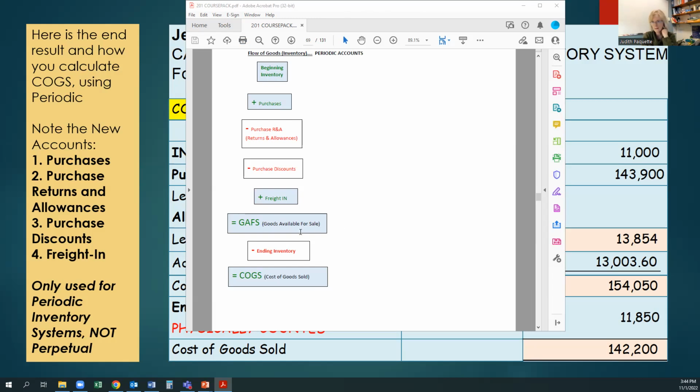Goods available for sale. And then what I tell students is Monday morning, you go buy coffee and you have $3 in your wallet. You know you spent $77. So we're doing the same kind of logic here. Goods available for sale minus ending inventory is cost of goods sold.